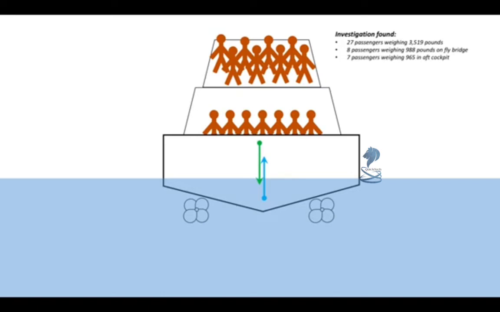On the fly bridge, so up on top, which would be equivalent to standing on the roof of Serenity, there were 8 passengers, which weighed 988 pounds, and there were 7 passengers in the aft deck that weighed 965 pounds. There were 5 passengers inside in the cabin, and the remainder were up on the bow. So this boat was crowded, because it's a 34-foot boat.